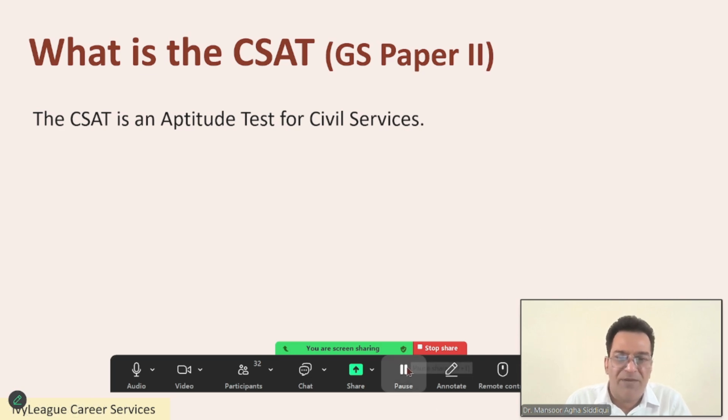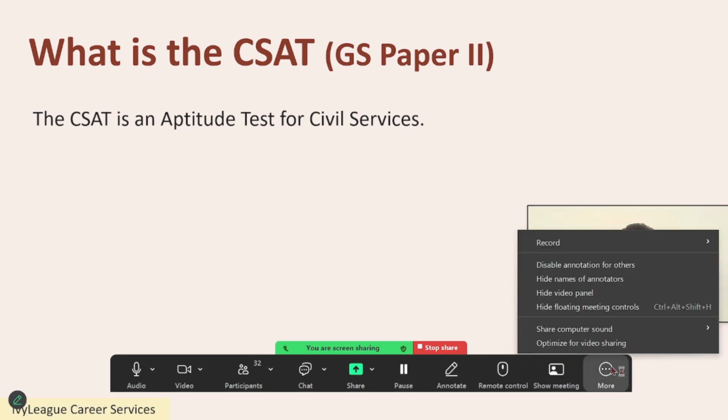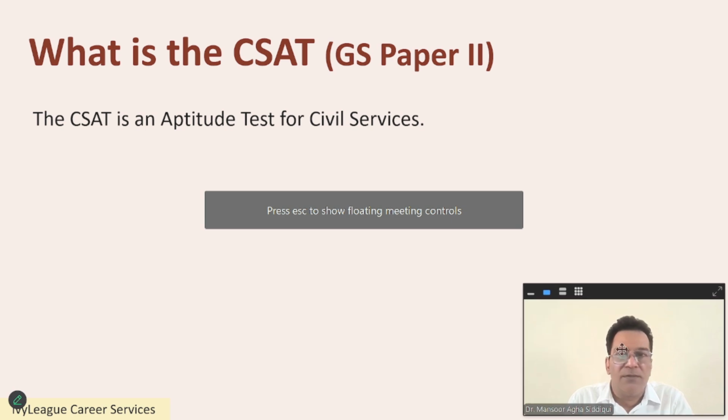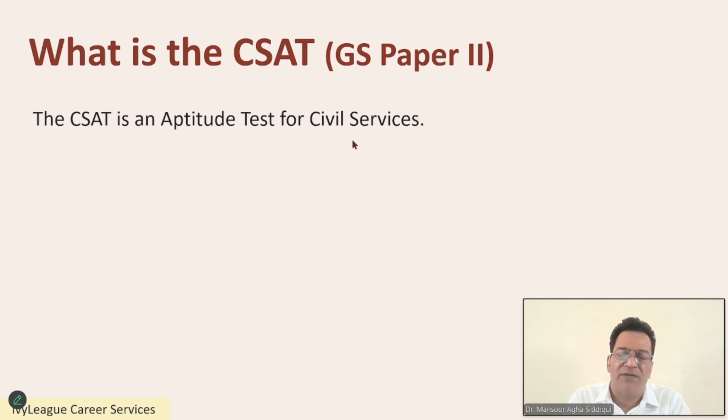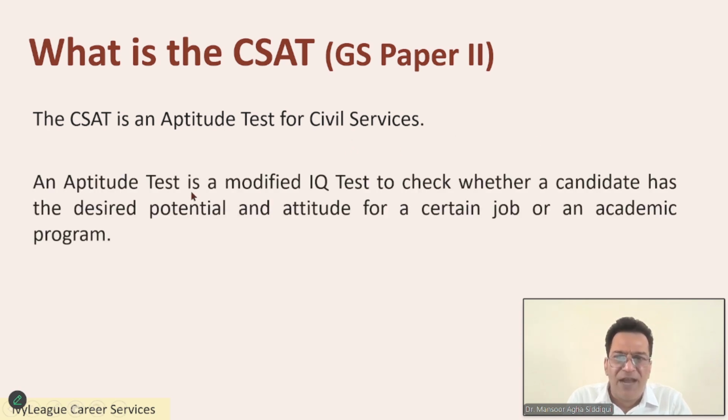Okay, so now let's come to the main part, which is: what is the CSAT? CSAT, or Civil Services Aptitude Test, is an aptitude test for civil services, and every aptitude test is a modified intelligence or IQ test to check whether a candidate has the desired potential and attitude for a certain job or an academic program. Aptitude tests are used for admission into a higher course or for getting a certain job. In your case, CSAT is an examination checking your suitability for a certain job, which is that of a civil servant.